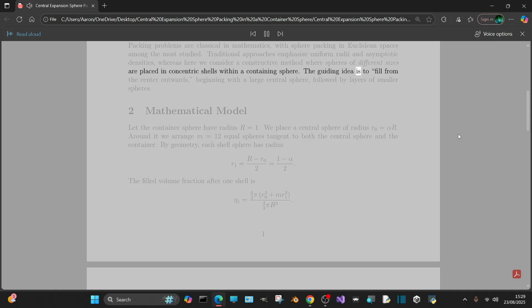The guiding idea is to fill from the center outwards, beginning with a large central sphere, followed by layers of smaller spheres.